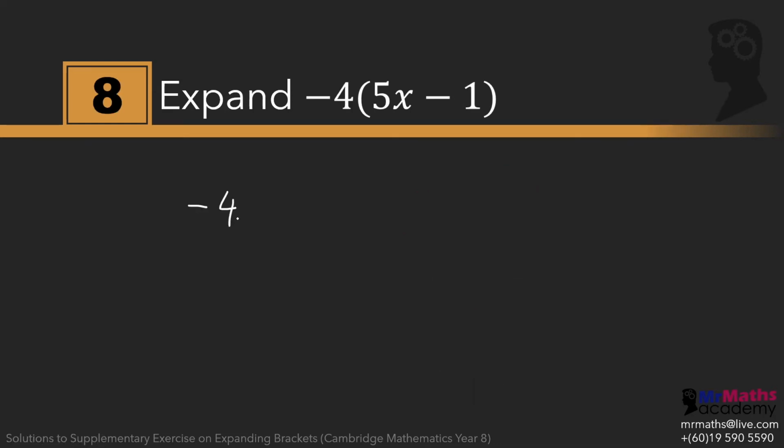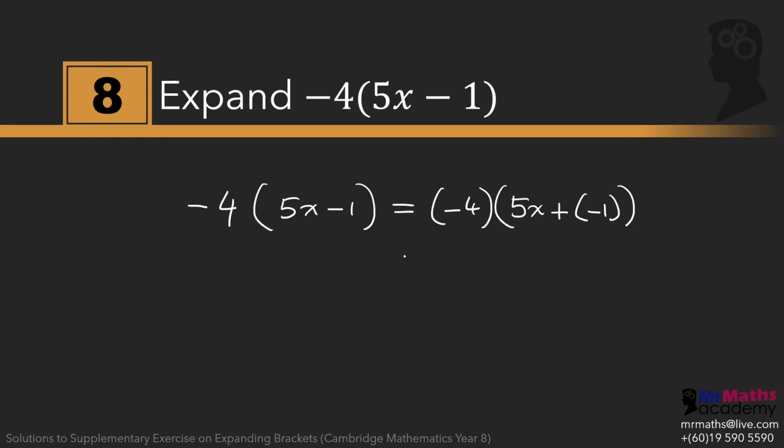Expand minus 4 by multiplication by 5x minus 1. Alright, whenever we find a negative number, we're going to enclose that in another bracket. So I'm going to modify this, minus 4 is enclosed inside another bracket. And then 5x plus, I'm going to put a plus here, although this is minus over here, because I want to enclose minus 1 inside its own bracket.